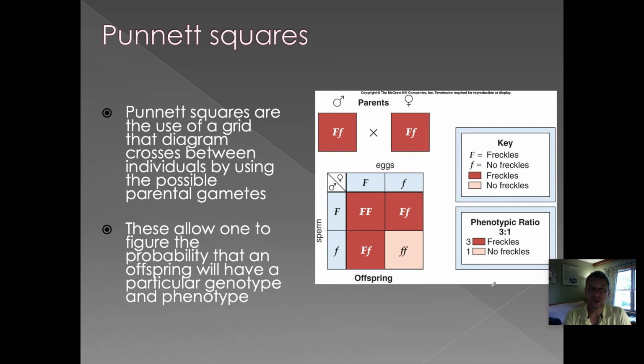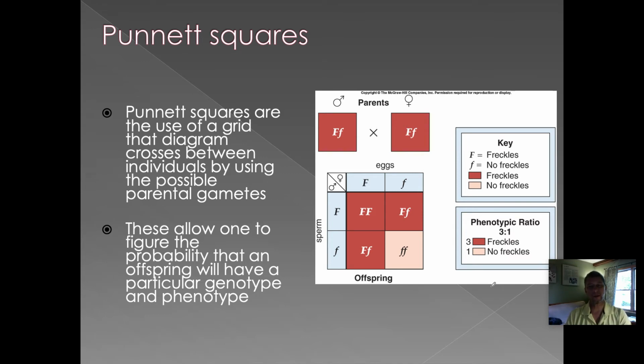So one of the tools that we use in order to determine the potential genotypes for offspring is what's called a Punnett square. These are named after a guy by the name of Joe Punnett. I don't know, that's not really his first name, but Joe Punnett came up with this idea. Essentially, it's a little chart that gives you the probability of the type of offspring that will be produced by a certain pair of parents. They use a grid that diagrams the crosses between individuals by using the possible parental gametes.